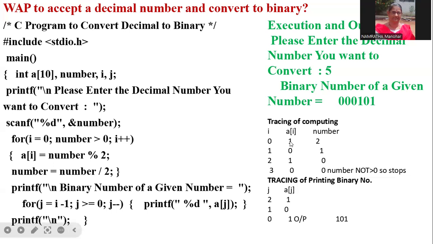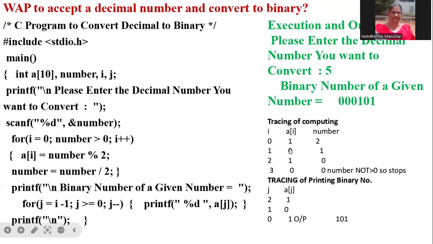A of i is a remainder. So 5 divided by 2: the remainder is 1. And when I divide 5 by 2, the quotient I get is 2. Remainder is 1, quotient is 2, right? So num is equal to num by 2. I'm getting 2. Now, here I am closing the for loop. Now, what will happen? i is incrementing to 1. When i is 1, here I am doing 2 by 2. 2 by 2 quotient is 1, remainder is 0.